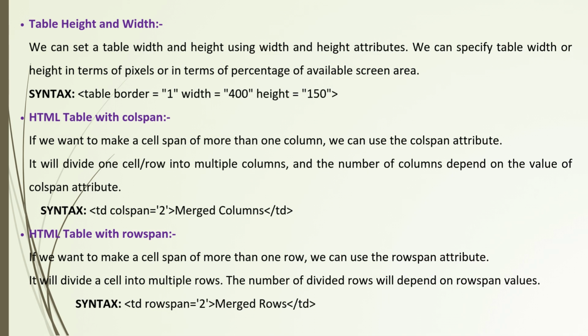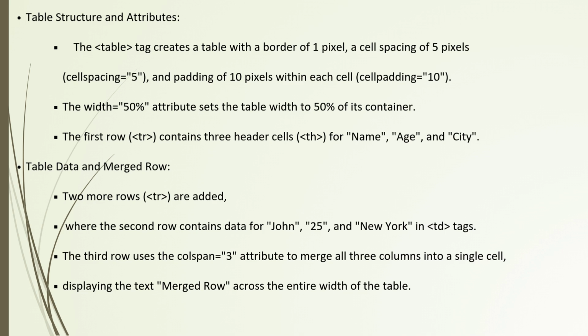Table structure and attributes. The table tag creates a table with a border of 1 pixel, a cell spacing of 5 pixels, and padding of 10 pixels within each cell. The width 50% attribute sets the table width to 50% of its container.